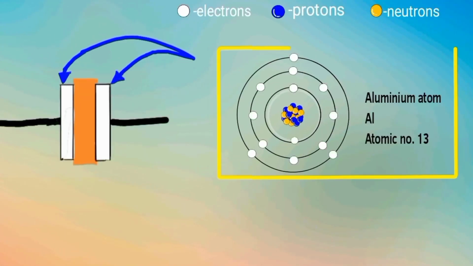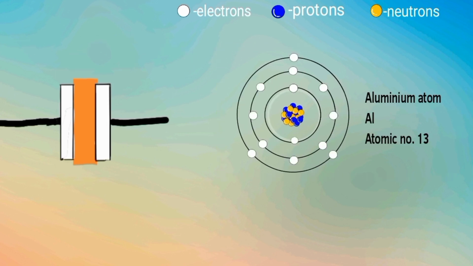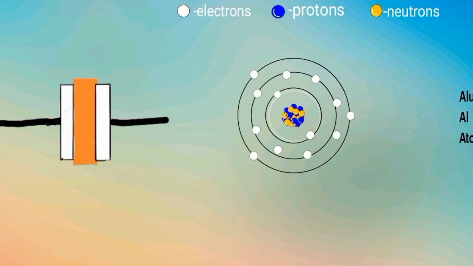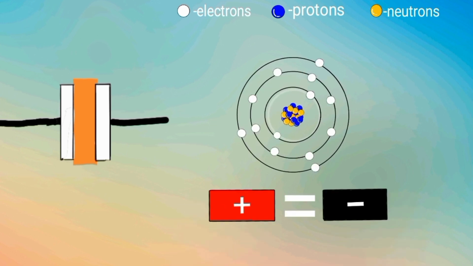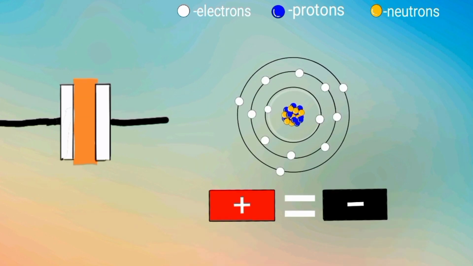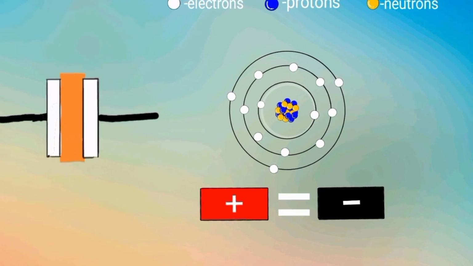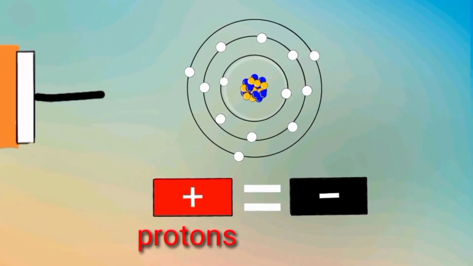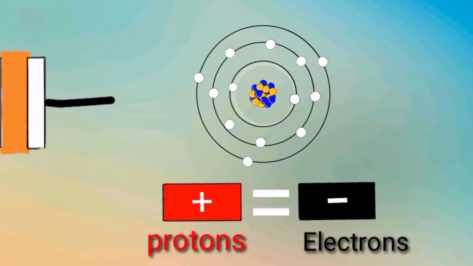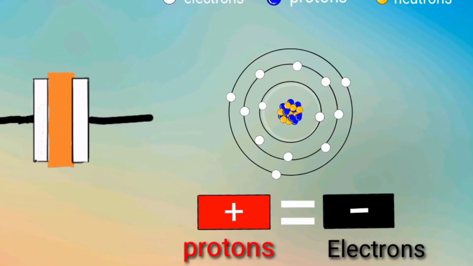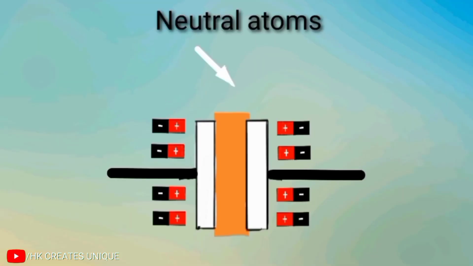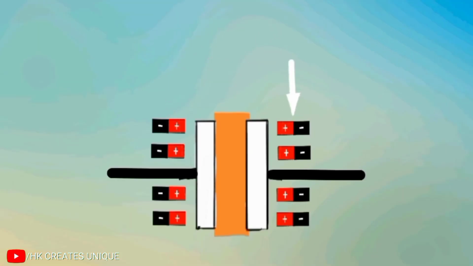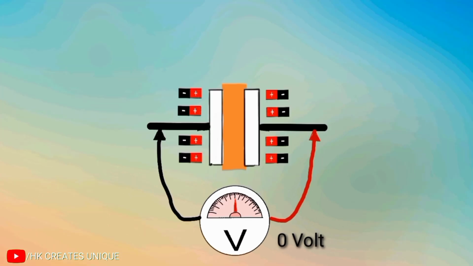The atoms present in each plate are initially neutral, which means that every atom has an equal number of positive and negative charges. Positive charges are protons, negative charges are electrons. Only electrons move in an atom. So each plate has neutral atoms initially, and because it is neutral, there is no voltage across the capacitor.